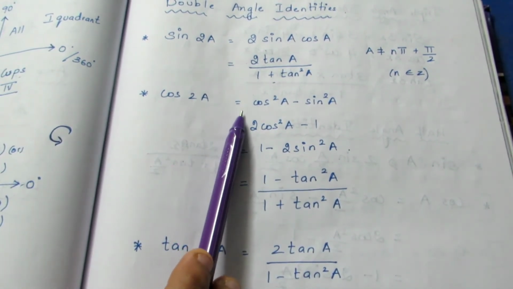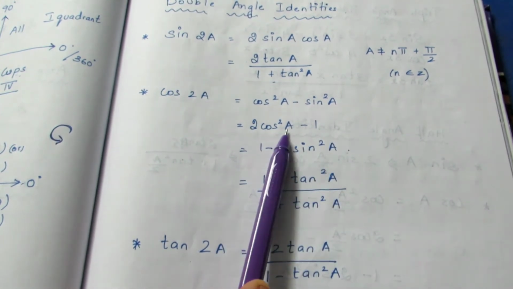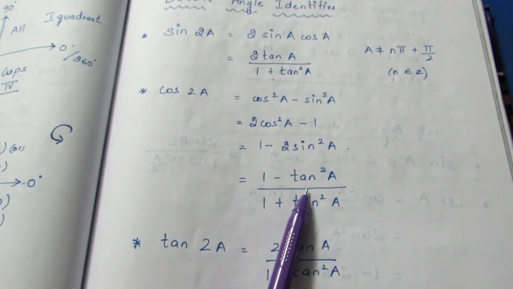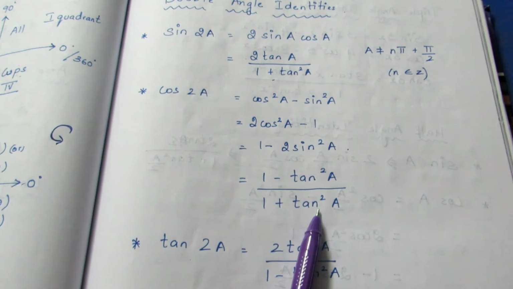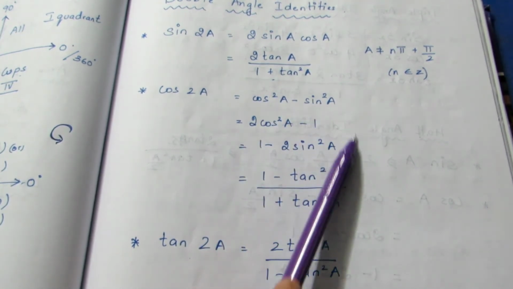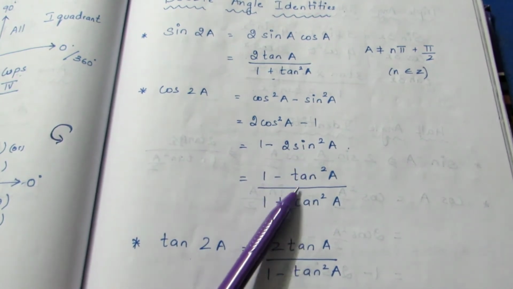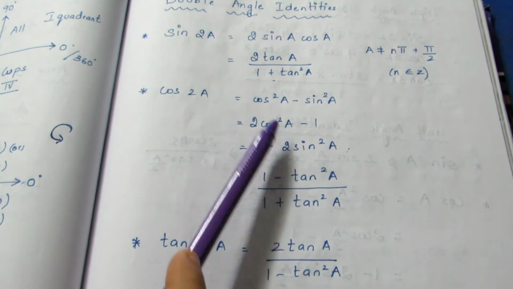Cos 2A is equal to cos square A minus sin square A, or 2 cos square A minus 1, or 1 minus 2 sin square A, or 1 minus tan square A by 1 plus tan square A. The value depends on what is given: cos square A, sin square A or tan square A. These two formulas are just a change of this.